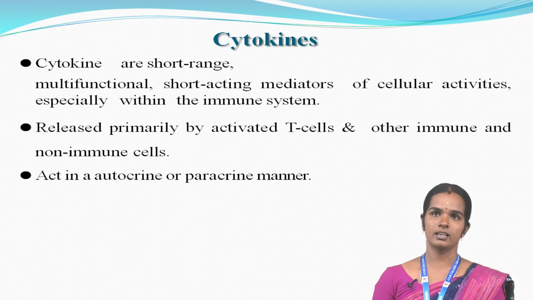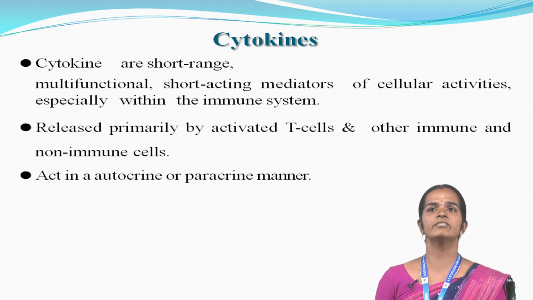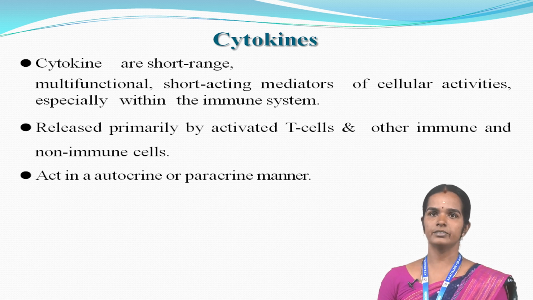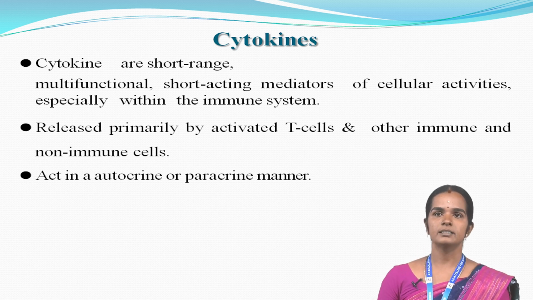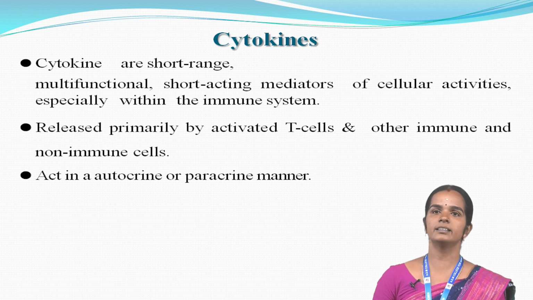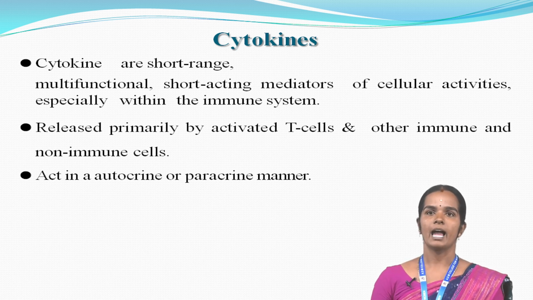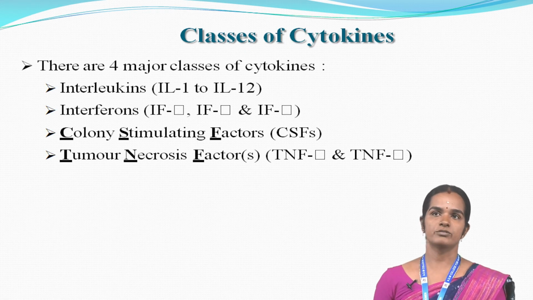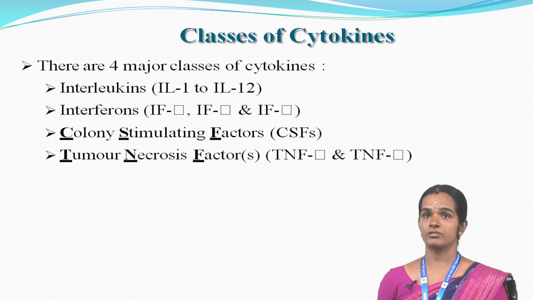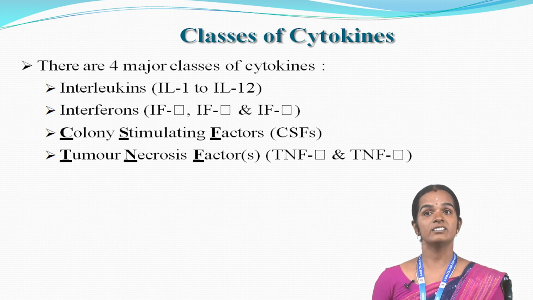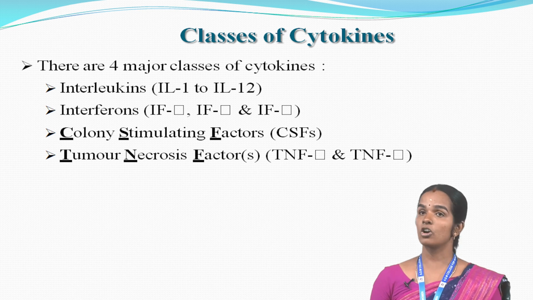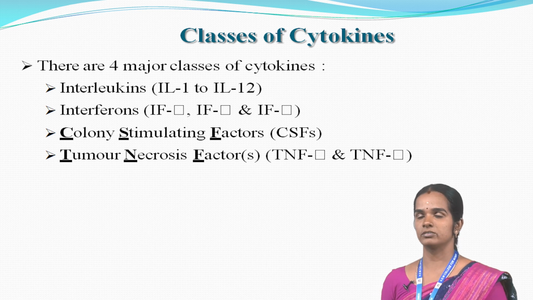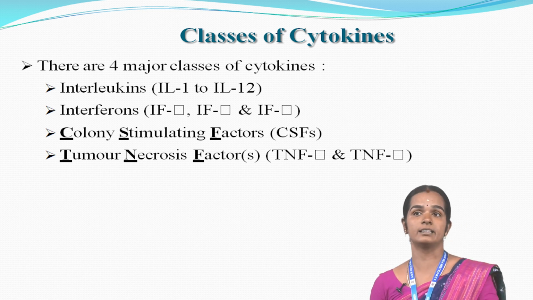These are the cytokines. Cytokines are short-range, multifunctional and short-acting mediators of cellular activity, especially within the immune system. They are released by activated T cells and other immune or non-immune cells. They act in an autocrine or paracrine manner. There are 4 major classes of cytokines: interleukins, interferons, colony stimulating factor called CSF, and tumor necrosis factor called TNF, which has alpha and beta types.